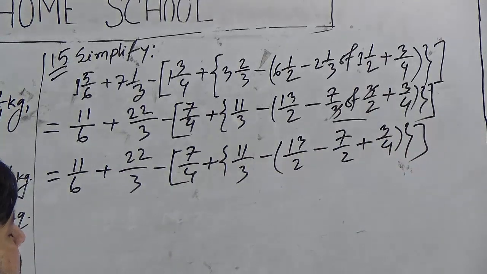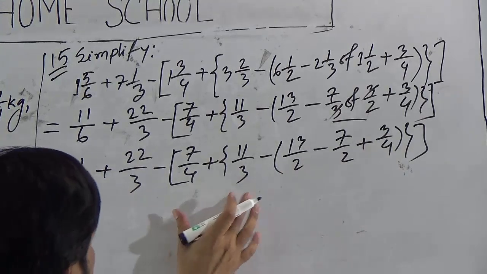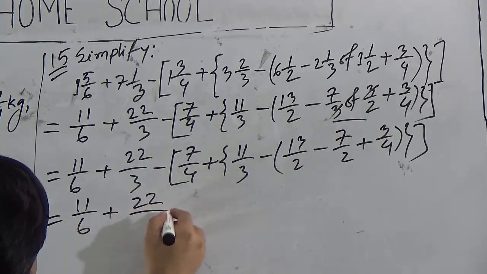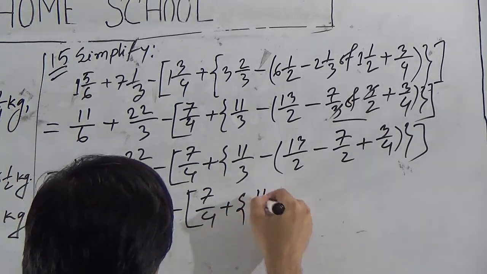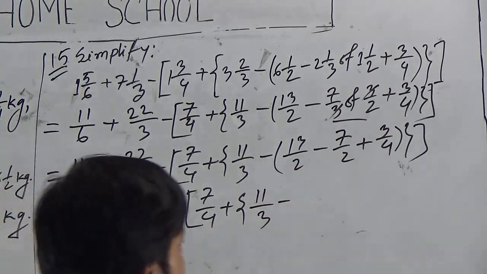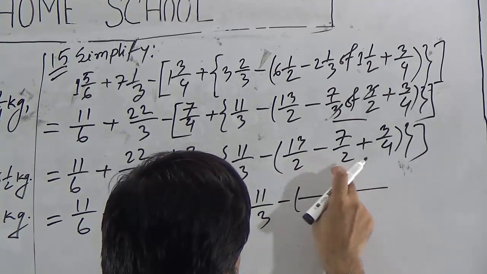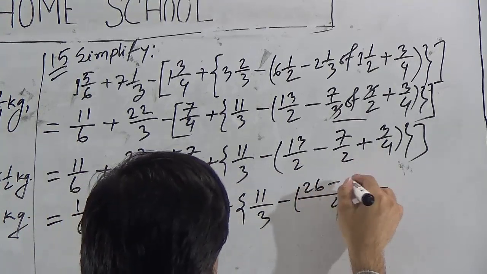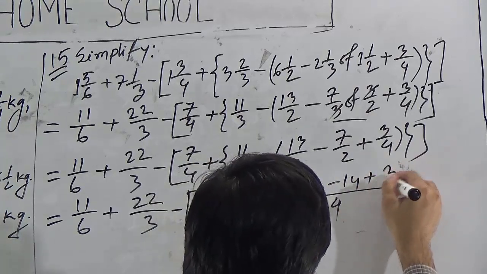Dear students, the first bracket remains, so we can do any operation outside of the first bracket. At first we have to complete the first bracket. When we get only one fraction from inside the bracket, then the bracket will be removed. So the LCM of 3, 2, 2 and 4 will be 4. So this will be 26 minus 14 plus 3.